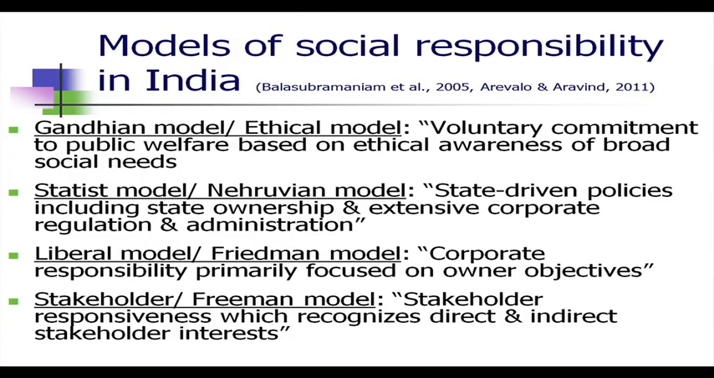The last one is the stakeholder model or the Freeman model. We have talked about this, but I'll still repeat a little bit. Stakeholder model talks about stakeholder responsiveness, which recognizes direct and indirect stakeholder interests. So companies, profit-making organizations actually go and find out what the community needs, and they pool their resources together and try to give the community what the community needs. So these are the 4 ways in which CSR is taking place in India.